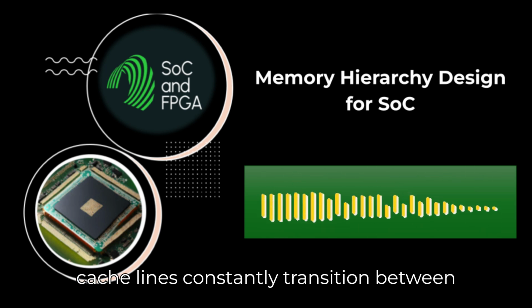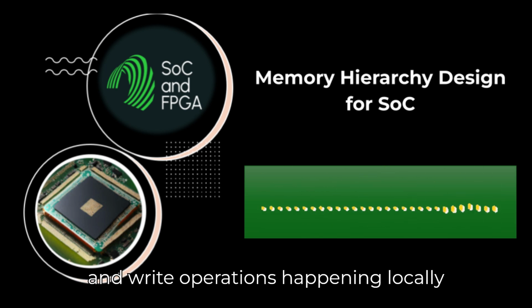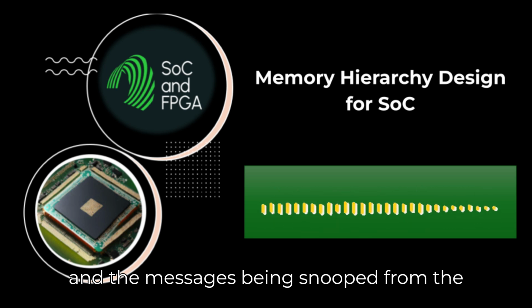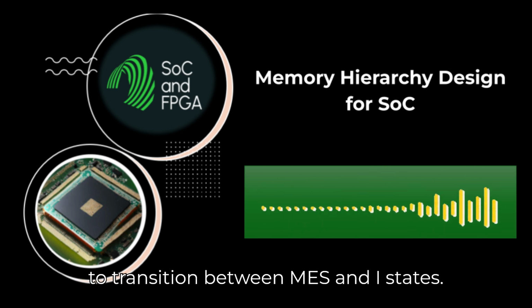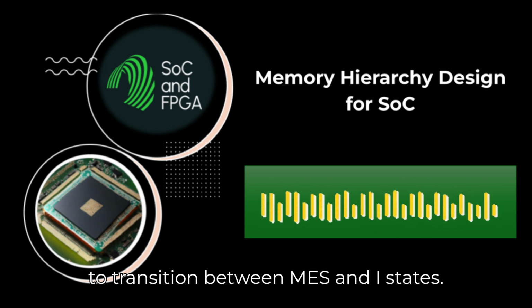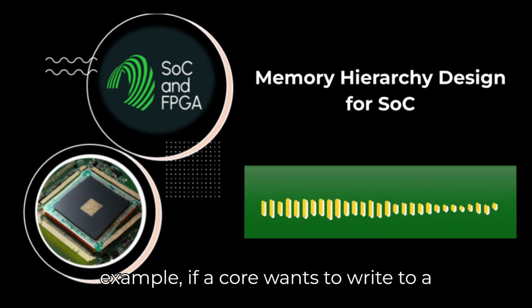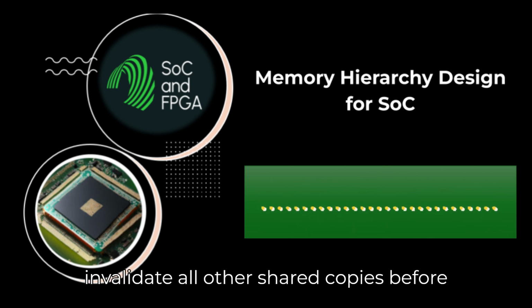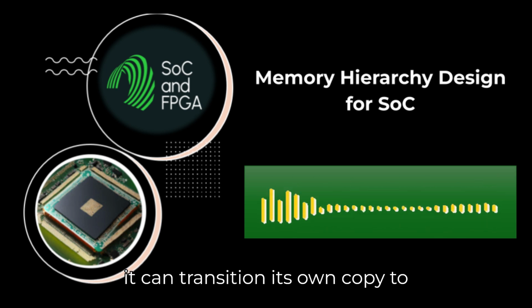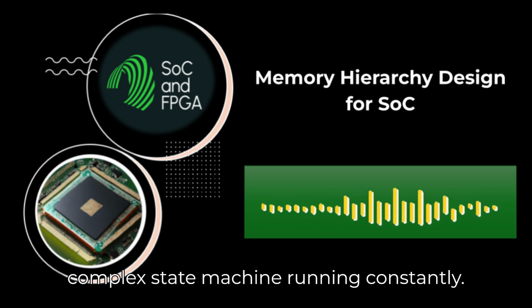So the cache lines constantly transition between these states. Exactly. Based on the read and write operations happening locally and the messages being snooped from the bus, each cache line follows strict rules to transition between M, E, S, and I states. This intricate dance ensures that, for example, if a core wants to write to a line currently in the shared state, it must first send out messages to invalidate all other shared copies before it can transition its own copy to modified. Wow. It sounds like a very complex state machine running constantly.